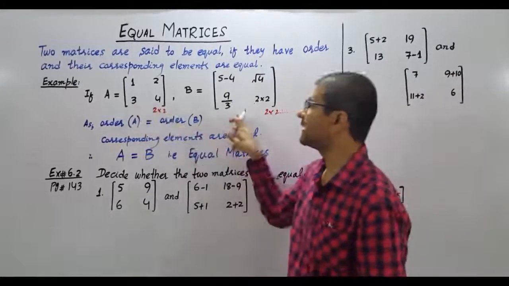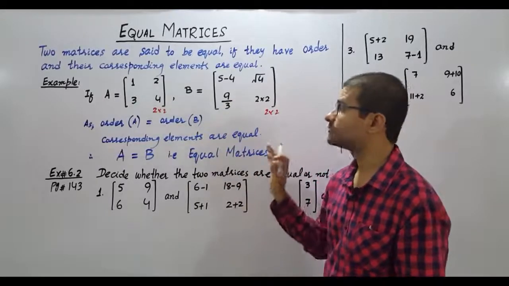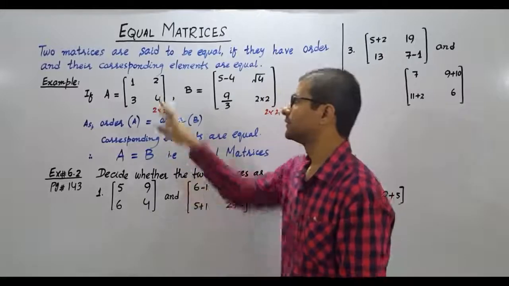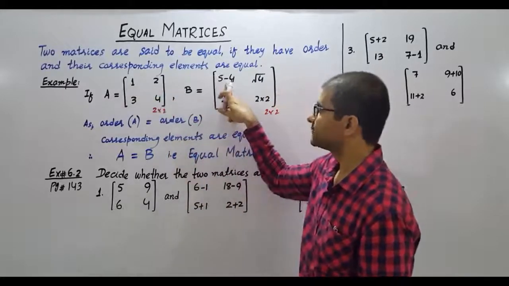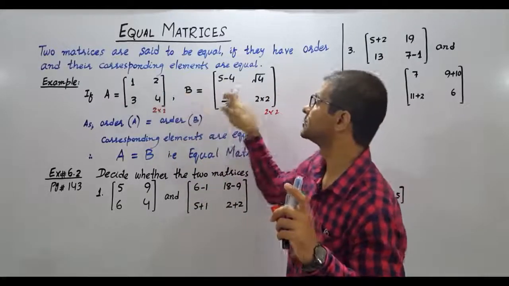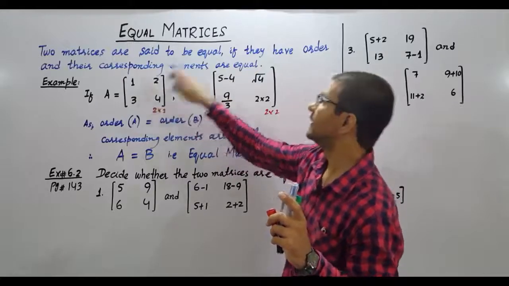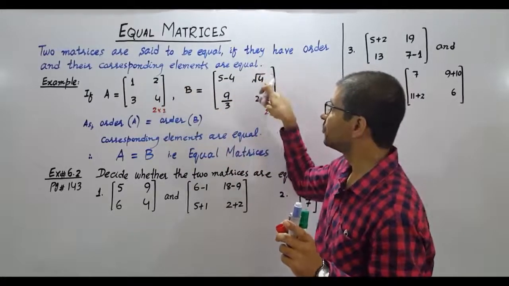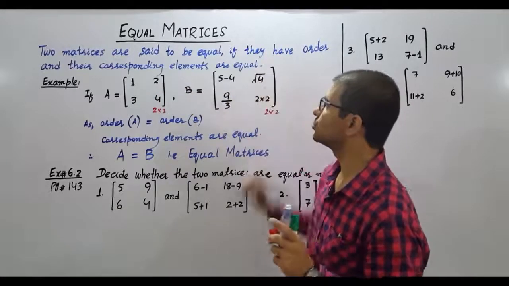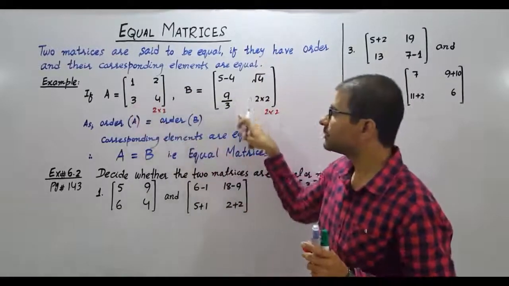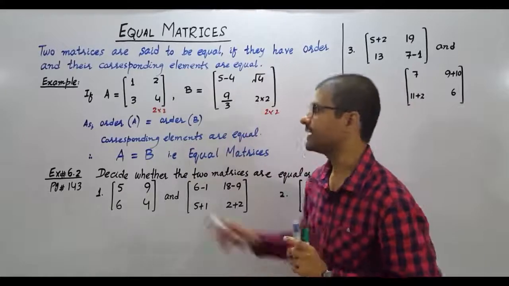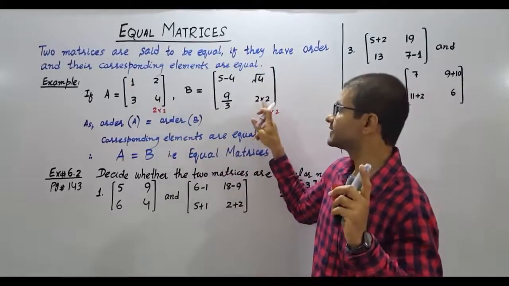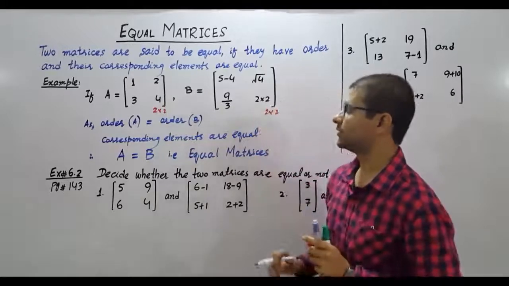Now the orders of both matrices are the same. Now observe their corresponding elements. Are they equal or not? 1, and 5 minus 4 is also 1, so 1 equals 1. 2 equals root 4; we know root 4 is 2, so 2 equals 2. 3 equals 9 by 3; 9 by 3 is 3, yes, 3 equals 3. 4 equals 2 squared; yes, 4 equals 4.